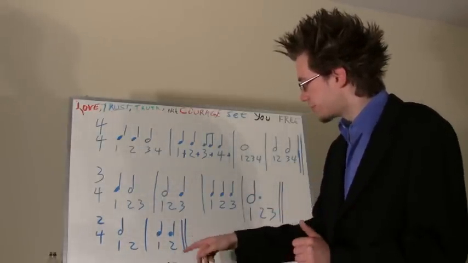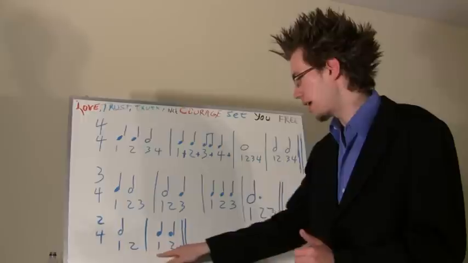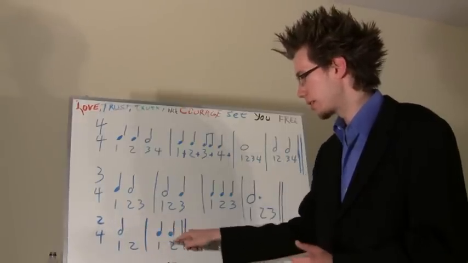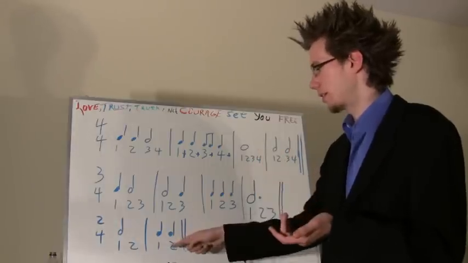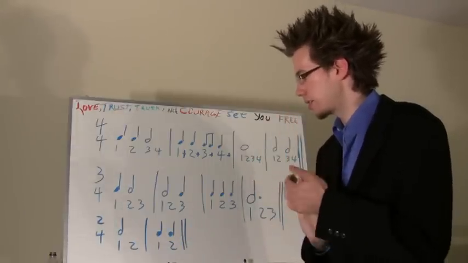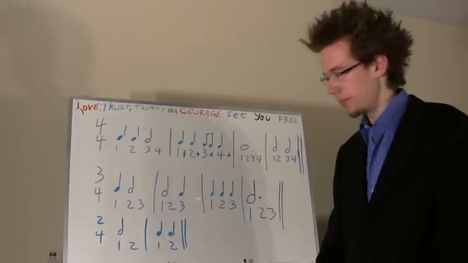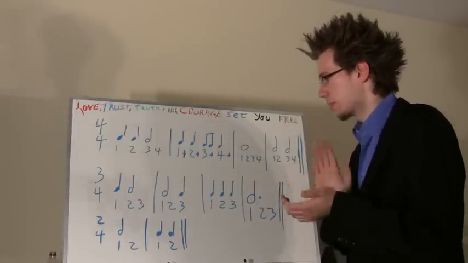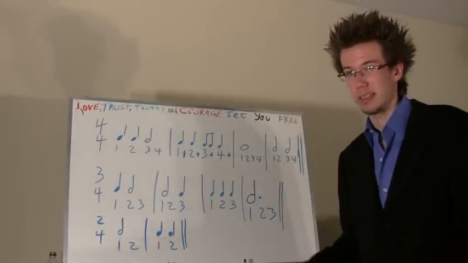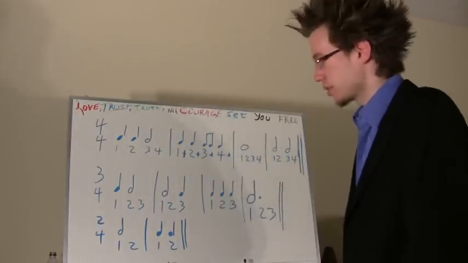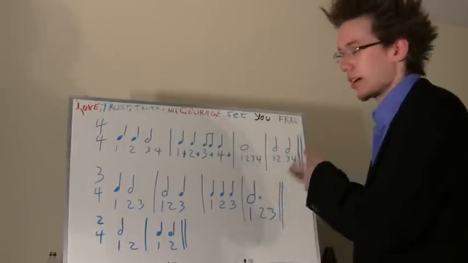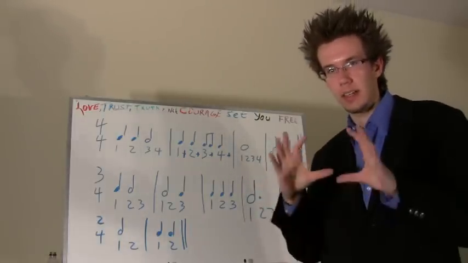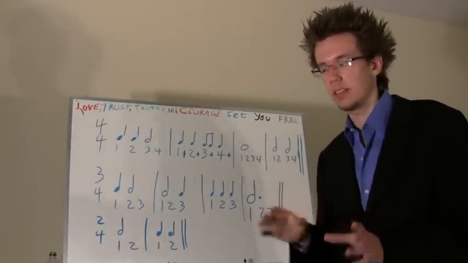Okay, so now the last one we have is 2-4. So I have a half note here, and we just go 1, 2. And then the next bar goes 1, 2. You just count up to 2. So it's just 1, 2, 1, 2. Pretty easy. So those are those. I'll take a picture of it and I'll put it in the video and then you can get a nice clear picture of what it's all going to look like.